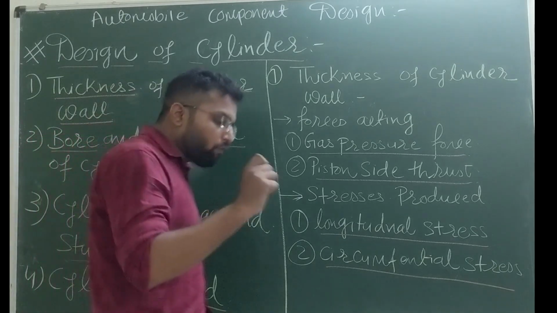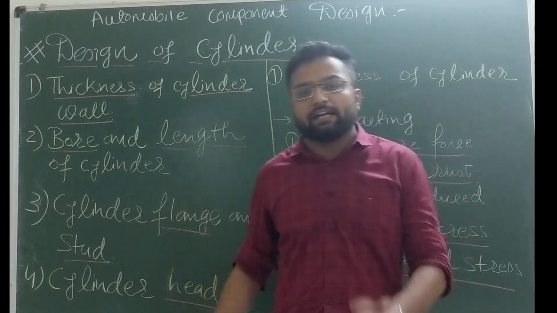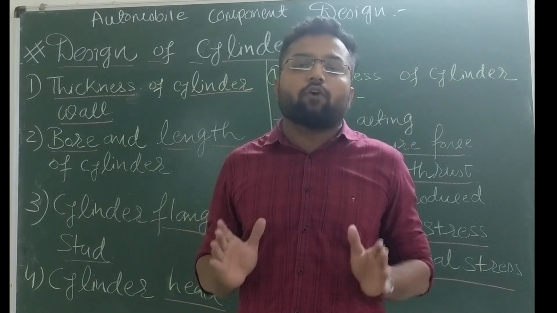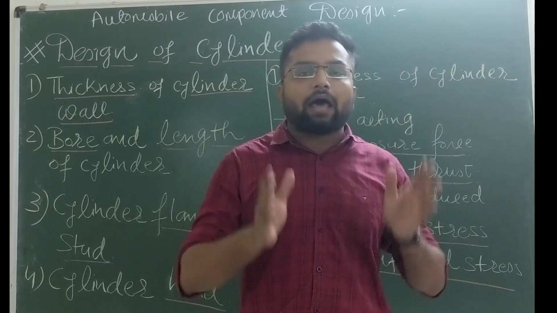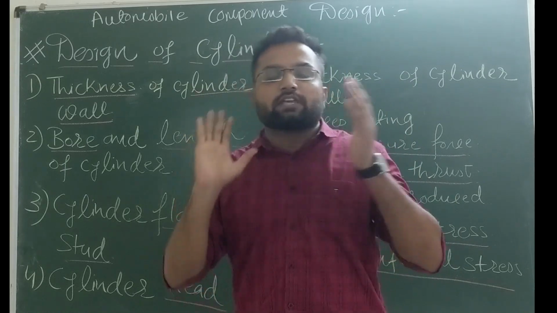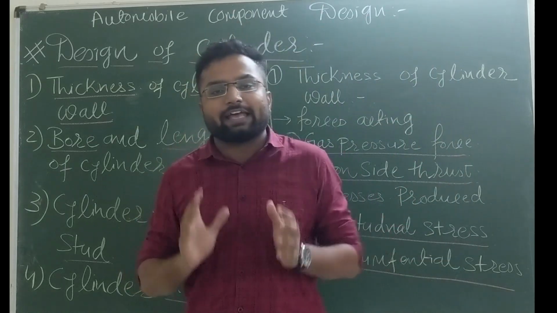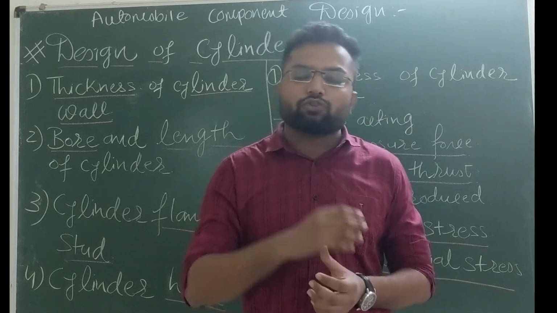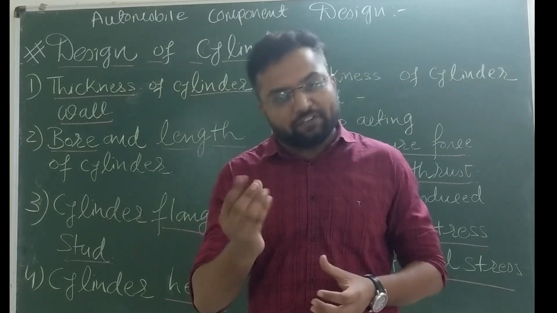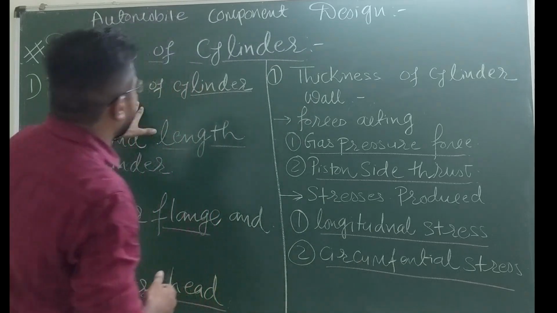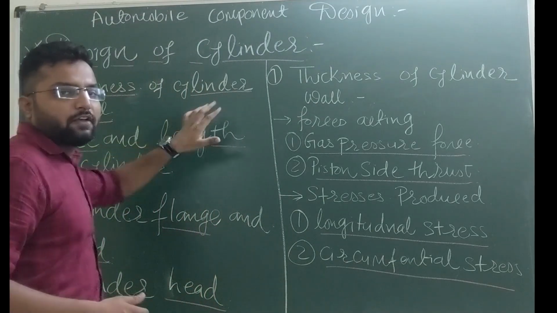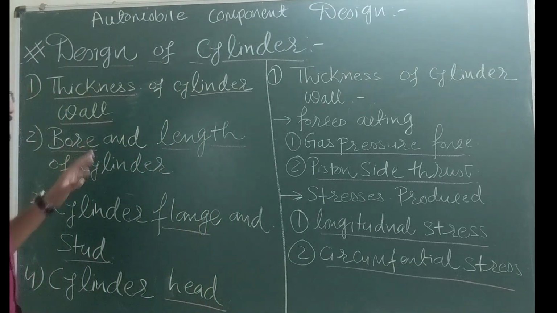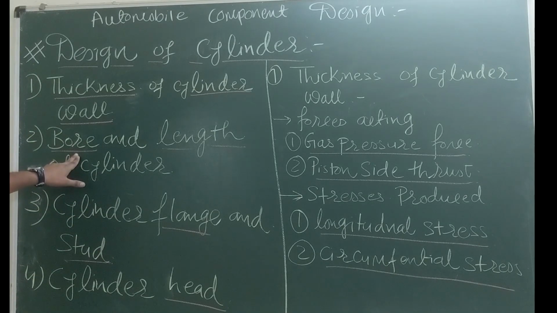First, we are going to design, or decide, the thickness of our cylinder wall. What could be the thickness of our cylinder wall? Because the cylinder wall will determine our engine's safety and the efficient working of our engine without losing any type of force or any type of efficiency. So first of all, we are going to design the thickness of the cylinder. After that, we are going to decide the bore of our cylinder and the length of our cylinder.